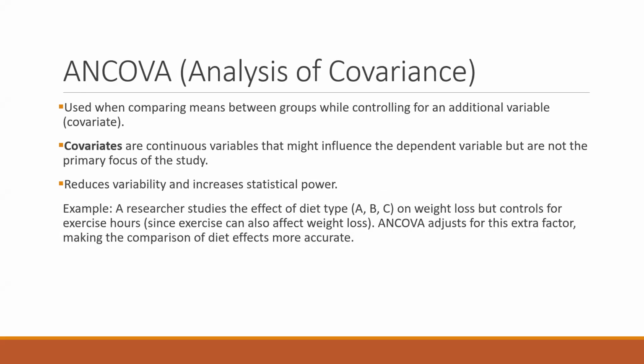Now we come to another term, which is known as ANCOVA, or analysis of covariance. It is used when comparing means between groups while controlling for an additional variable, also known as a covariate. So now, what are covariates? Covariates are continuous variables that might influence the dependent variable, but are not the primary focus of the study. It reduces variability and increases statistical power.